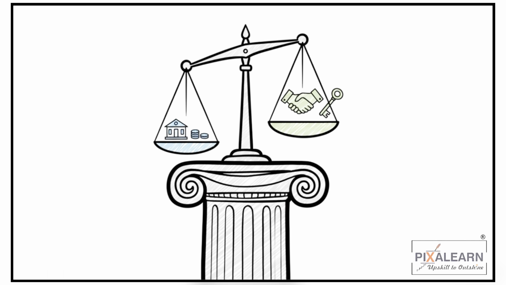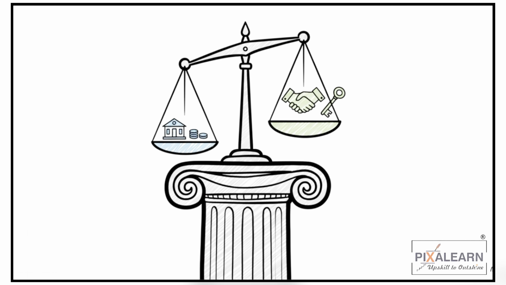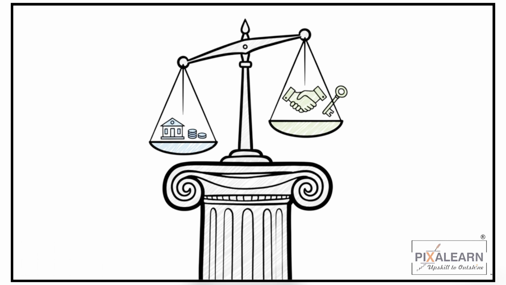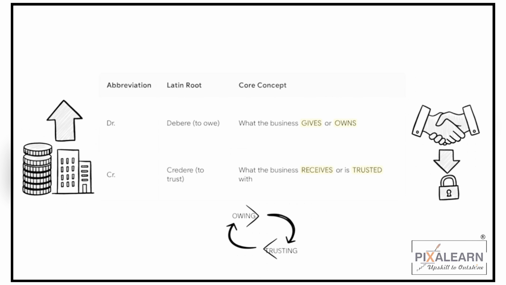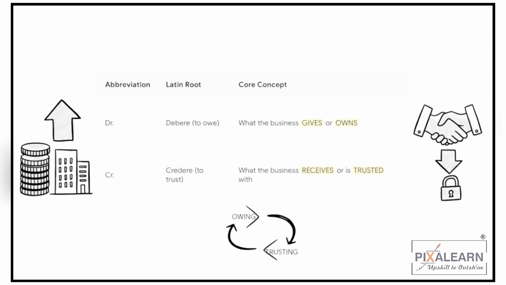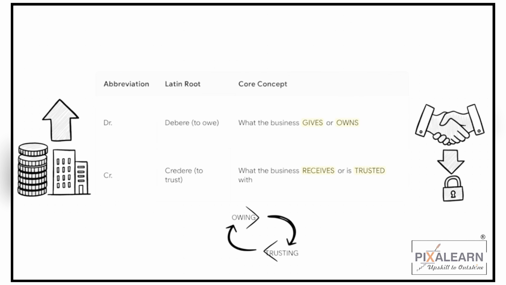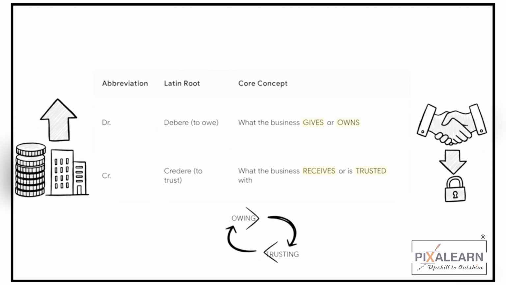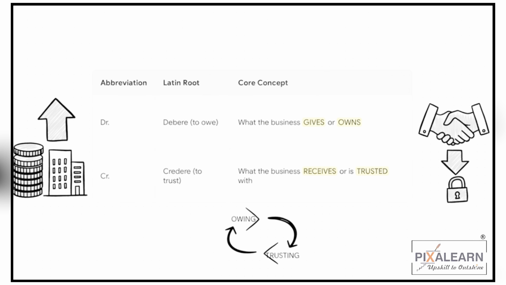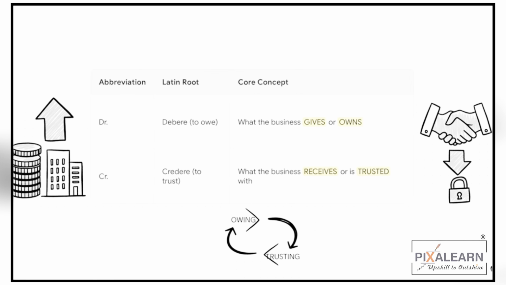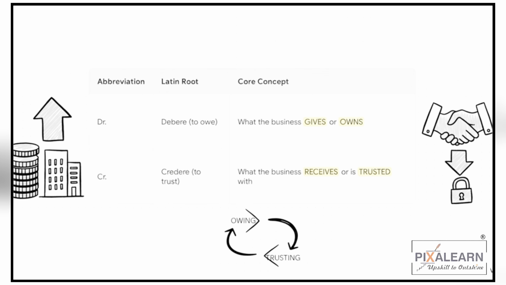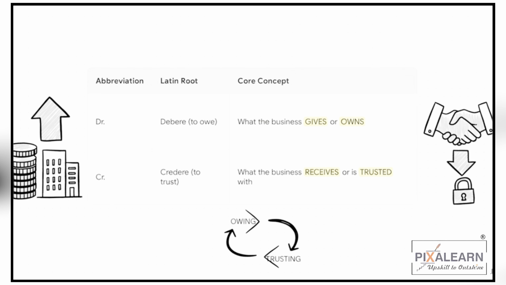Because when you understand the original meaning of these words, you suddenly see the basic, beautiful logic of the entire accounting system. These names weren't just picked out of a hat. They describe what each side of the ledger is doing. Think about it. Debit comes from debere, which means to owe. That's all about what the business gives away, or what it owns. And credit comes from credere, meaning to trust. That's what the business receives, or what it's trusted with. It's this perfect, elegant balance of owing and trusting.